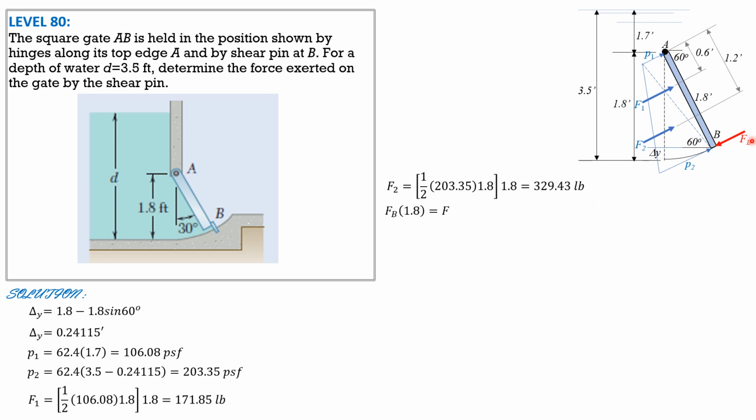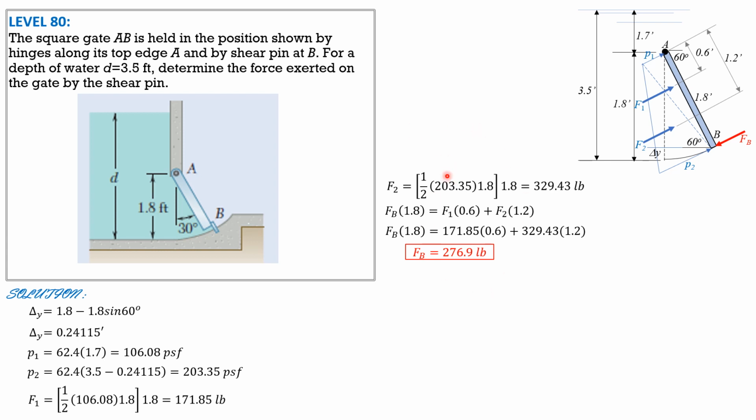So FB, force in the shear pin, times 1.8 equals F1 times 0.6 plus F2 times 1.2. Substituting the values of F1 and F2, so FB times 1.8 equals 171.85 times 0.6 plus 329.43 times 1.2. So it is FB that is left here. Solving for FB, FB is 276.9 pounds.